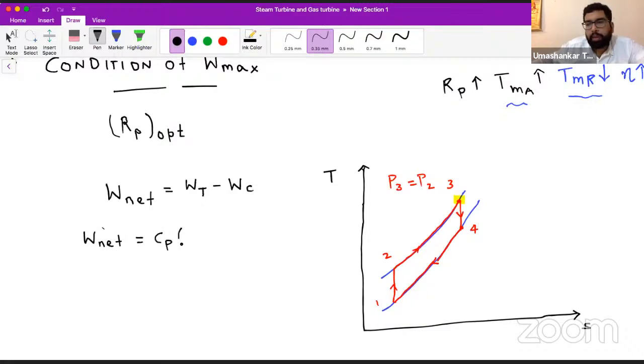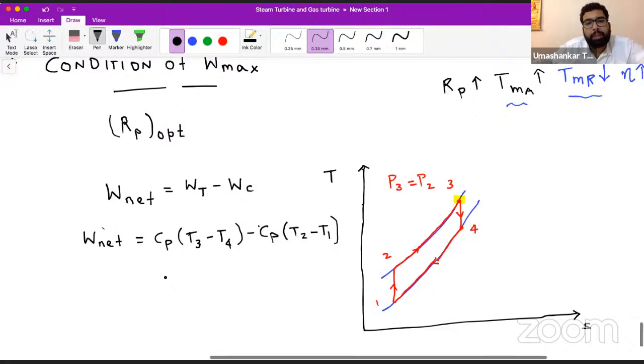So we know the work in a turbine is Cp (T3 minus T4), and the work of the compressor is Cp (T2 minus T1), just writing the equation. Okay, so in this, what is constant?